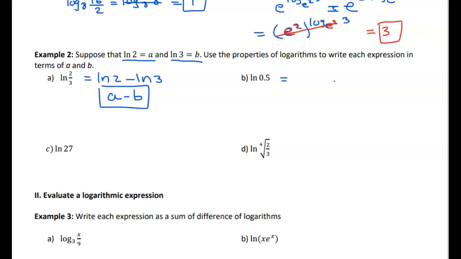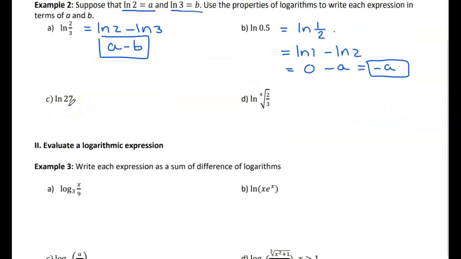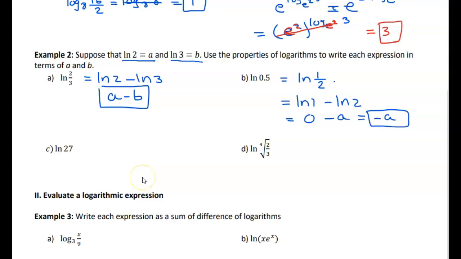Our next one, log of 0.5. This is log of 1/2. So this is going to be log of 1 minus log of 2. I know log of 1 is 0 and log of 2 is a. So this simplifies to negative a. All right, we have log of 27. So we're going to change this into log of 3 cubed. Then take the power in front. 3 log of 3. Log of 3 equals b, so this is 3b.